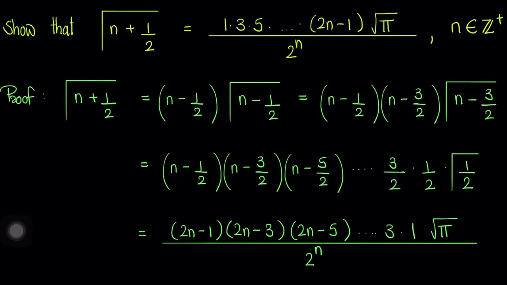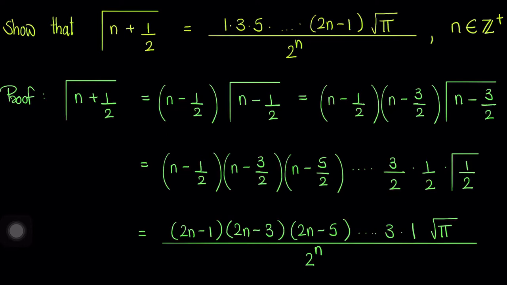Now next we are going to show that gamma n plus 1 by 2 is equal to 1 into 3 into 5 and so on up to 2n minus 1, square root of pi, divided by 2 raised to n, where this n belongs to Z plus, that is the set of positive integers.